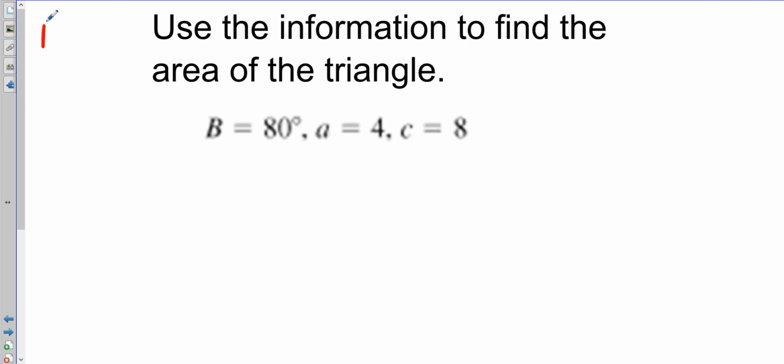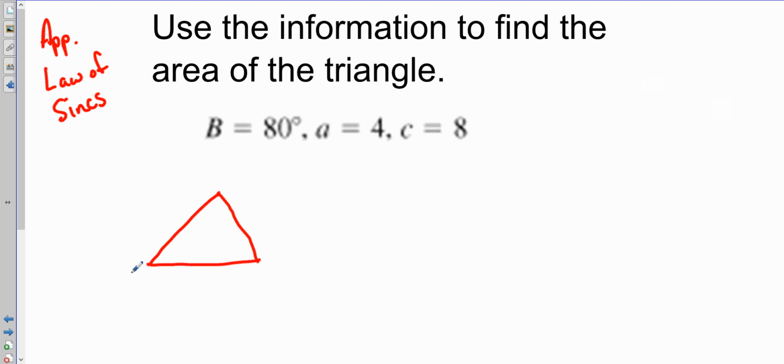Now we're going to be using an application for the law of sines. The reason we're using it is because, if you recall, when we had a triangle and we had a side, let's call this B, and we had an A and a C there. This will be 8, this will be 80, and this will be 4. This is not drawn to scale.